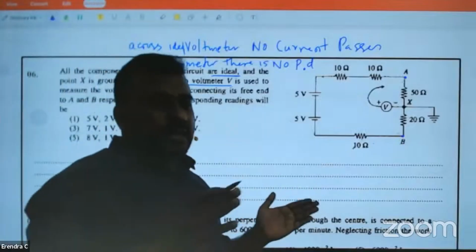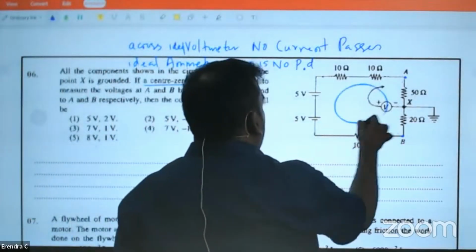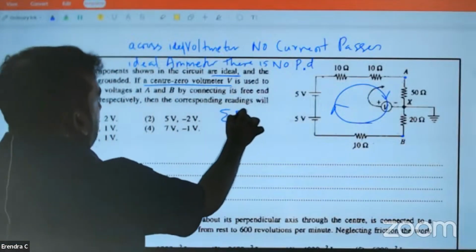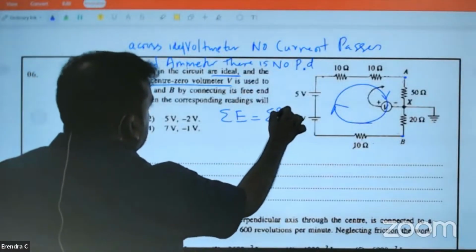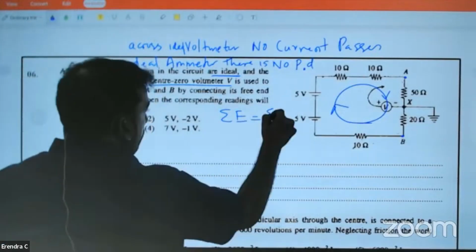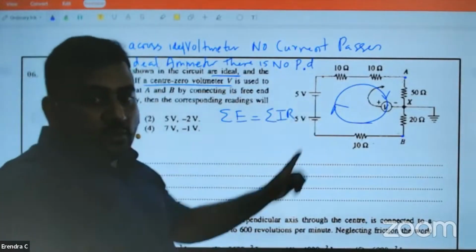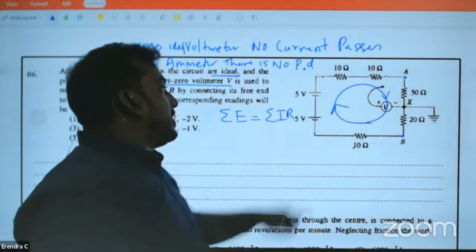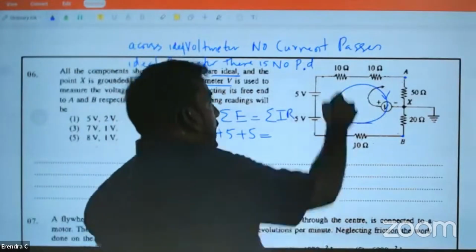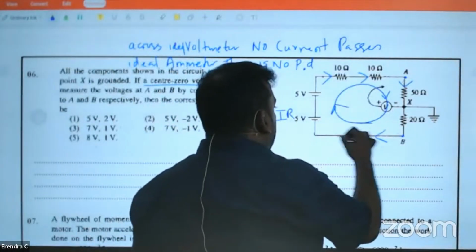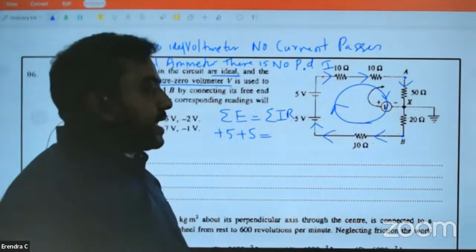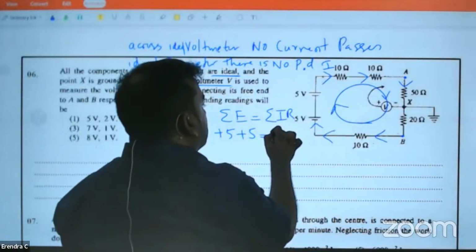Now, before you do this, don't be in a hurry. First, you apply Kirchhoff's law. If you apply Kirchhoff's law, sum of EMFs equals sum of potential differences, which you can also say is the sum of IRs. Easy, no? Potential difference means IR. So when the loop travels minus to plus, you can add plus 5. Current is traveling in that direction. Loop direction and current direction are the same, so the potential differences are positive.